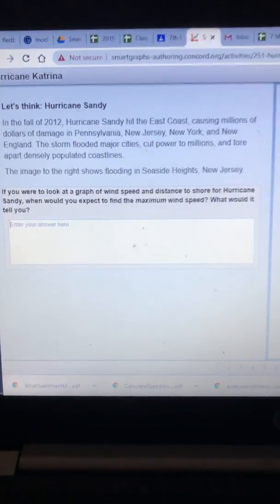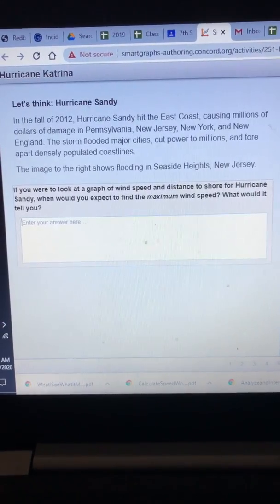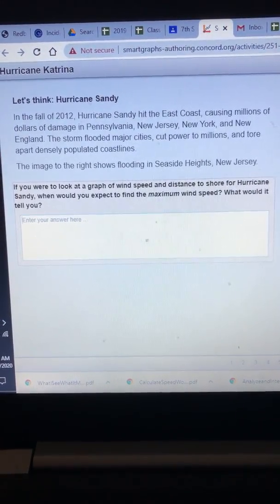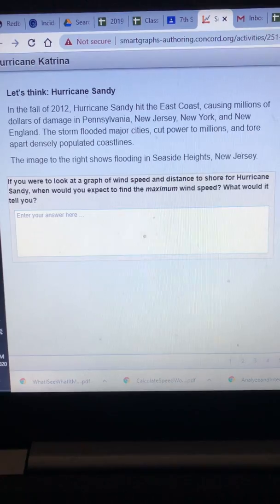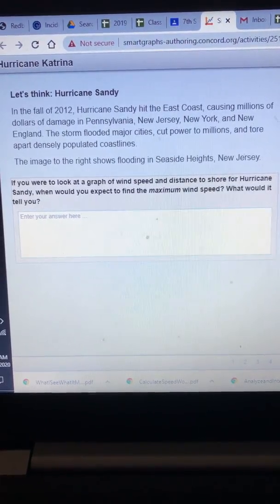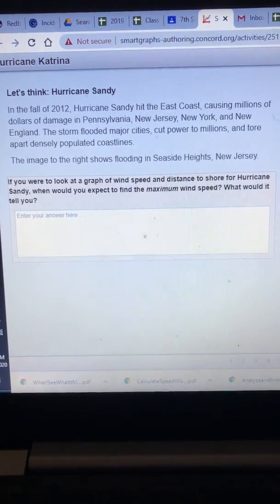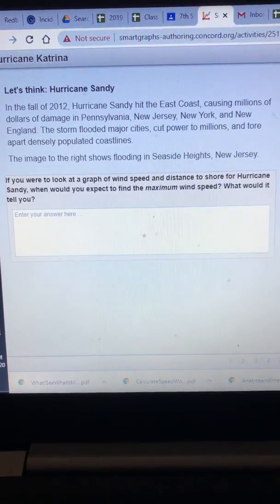So next, let's think Hurricane Sandy. In the fall of 2012, Hurricane Sandy hit the East Coast, causing millions of dollars of damage in Pennsylvania, New Jersey, New York, and New England. The storm flooded major cities, cut power to millions, and tore apart densely populated coastlines. The image to the right shows flooding in Seaside Heights, New Jersey.